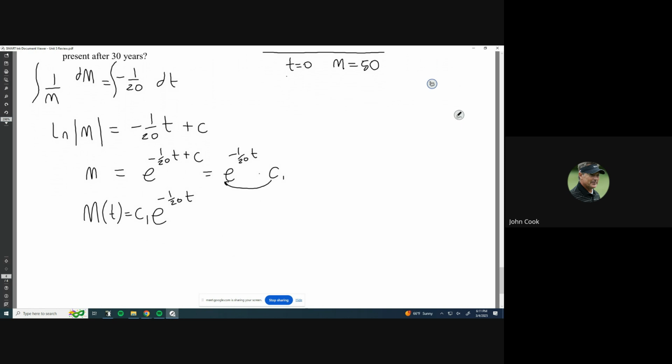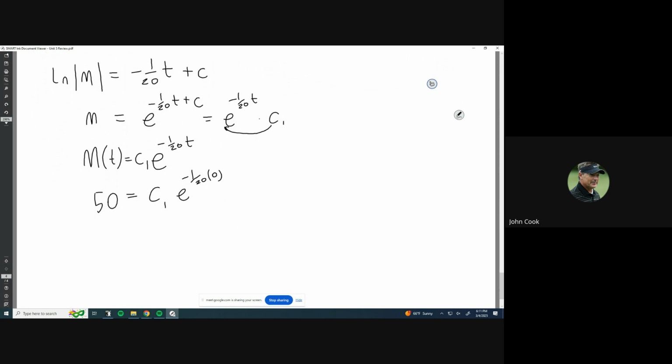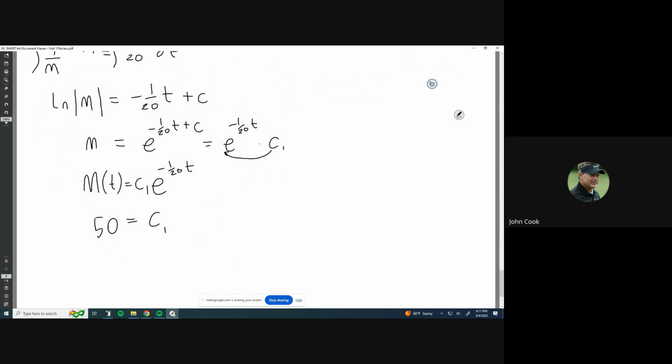Now I'm going to use this initial condition to solve. So if I plug in 0 for t, the mass when time is 0 is equal to c1 e to the power of negative 1 over 20 times 0. And I know the mass when t is equal to 0 is 50, so that becomes a 50 there. And then 0 times negative 1 over 20 is just 0. e to the 0 is 1, and c1 times 1 is just c1. So the constant is equal to 50. So c1, in my little expression here, is 50.